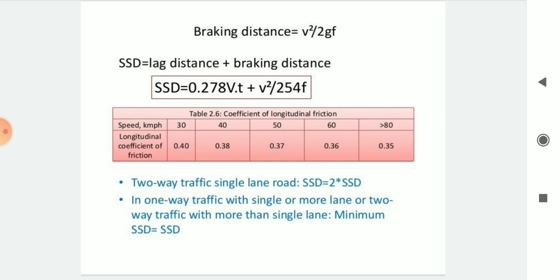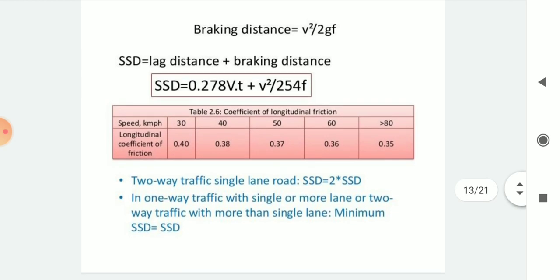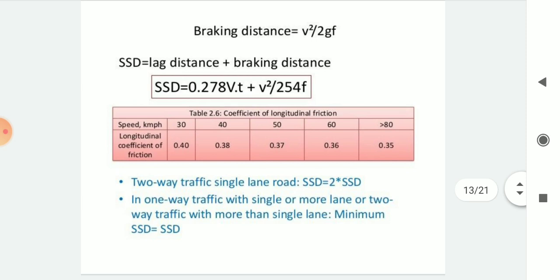So stopping side distance is equal to lag distance plus braking distance, which is equal to 0.278 V into T plus V square upon 254 F. Okay, so coefficients of longitudinal friction versus speed in kilometer per hour. The longitudinal coefficient of friction is given for different speeds in kilometer per hour.